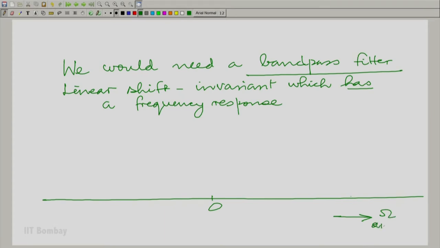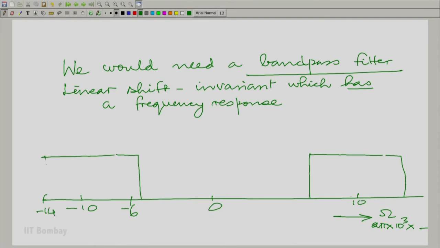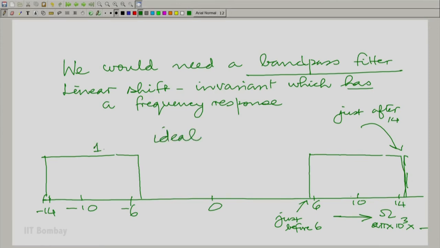Again, my axis is omega, and I have already written 2 pi multiplied by 10 to the power of 3 multiplied by, and what is multiplied by is being written here now. So, I would require a band pass filter that isolates what I have just before 6 and just after 14. So, it has a frequency response that looks like this. So, this would be minus 6 minus 14 here, it would end here. Now, I am saying just a little beyond, because you would not want to miss what is at 6 and what is at 14. And of course, these are all vertical lines ideally. So, ideal. The amplitude is 1 here and 0 everywhere else.